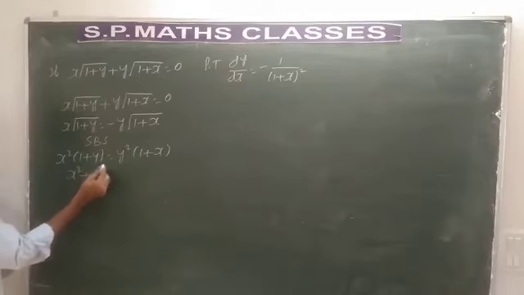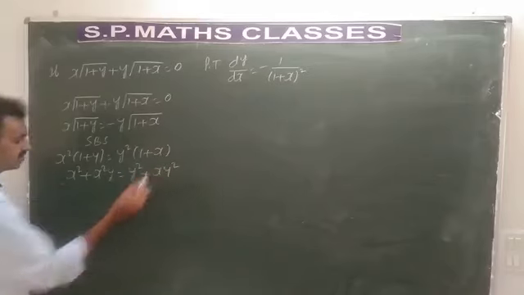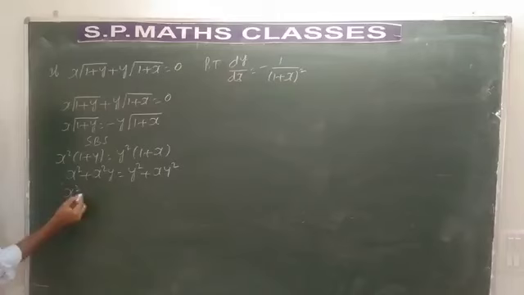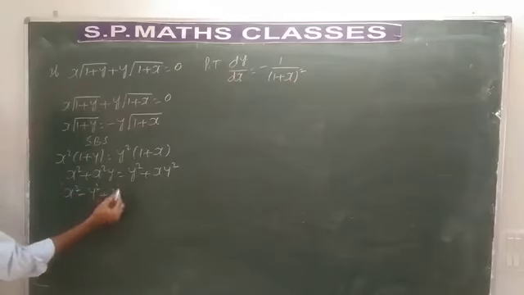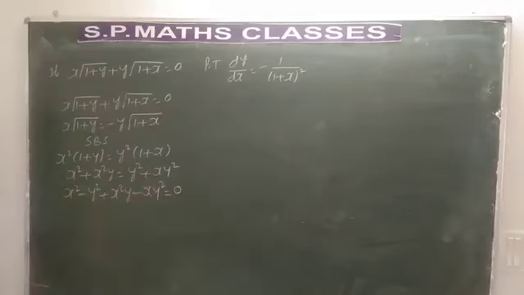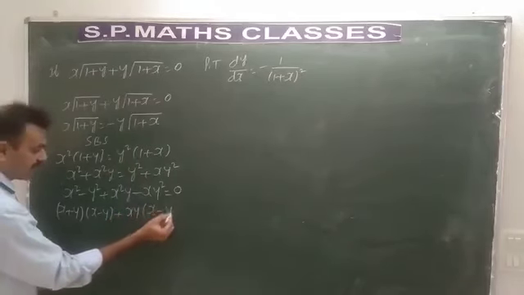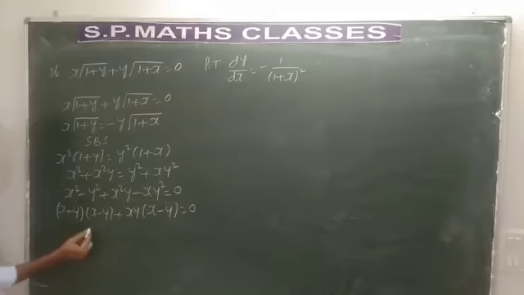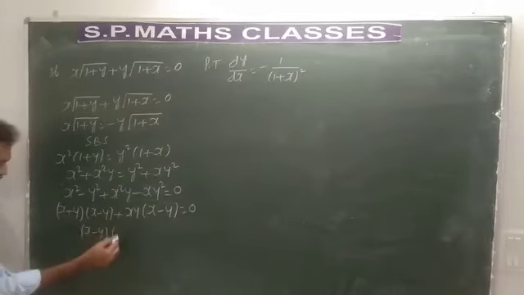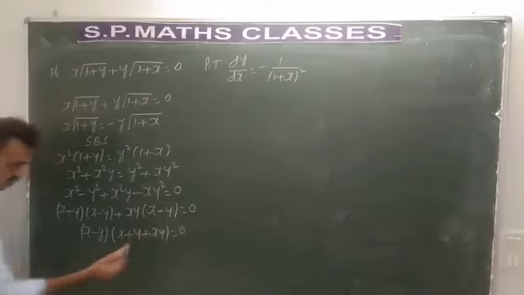x square plus x square y is equal to y square plus xy square. So you will be getting x square minus y square plus x square y minus xy square is equal to 0. How can this be written? I shall write it as x plus y into x minus y, plus xy as common factor, x minus y is equal to 0. Again you can take x minus y as common factor: x plus y plus xy is equal to 0.